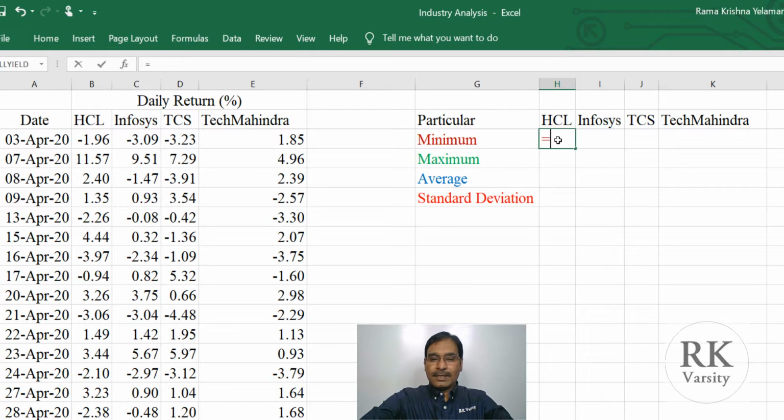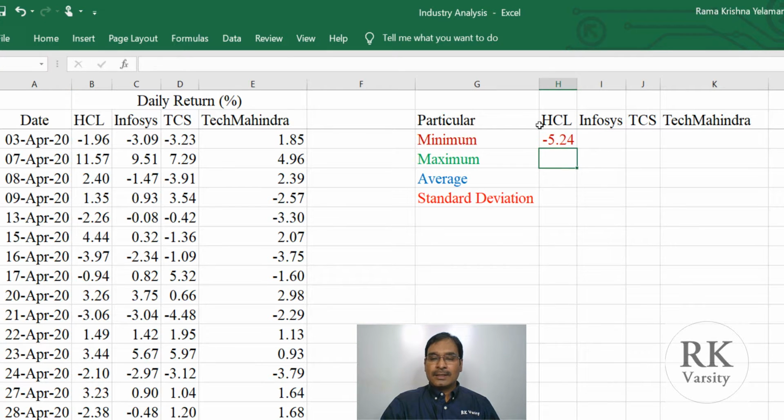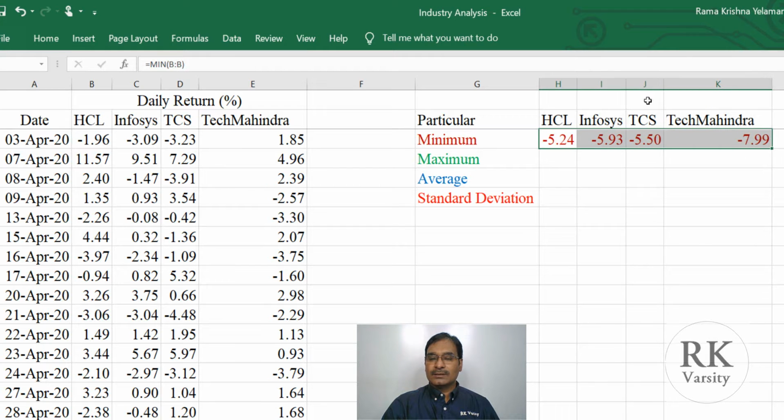So type equal to MIN, then open a bracket, then select your data. Your data is in column B, that is, for HCL stock the daily returns are in column B. So we'll take B to B. Then close the bracket, press enter key. Now drag this to the right side to get the minimum return for the remaining 3 stocks. Just expand this one. So you have a minimum return for these stocks.